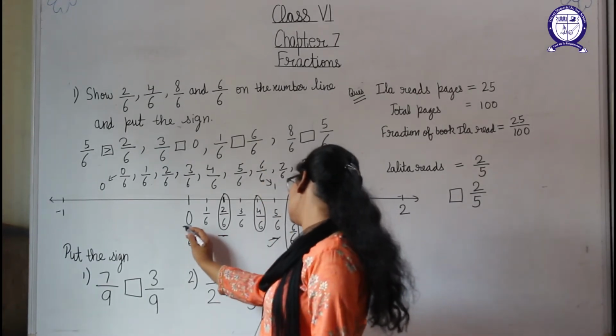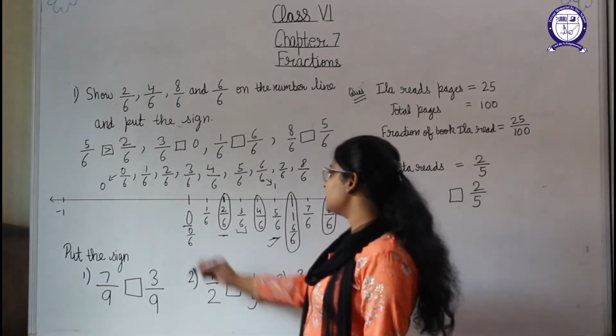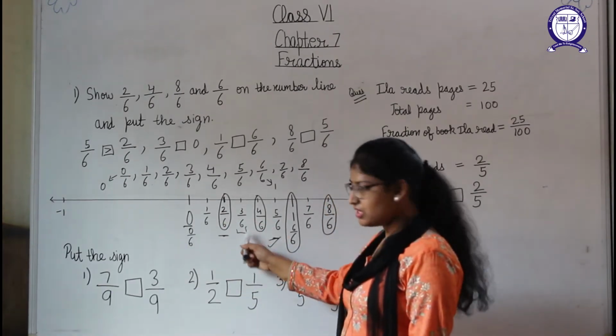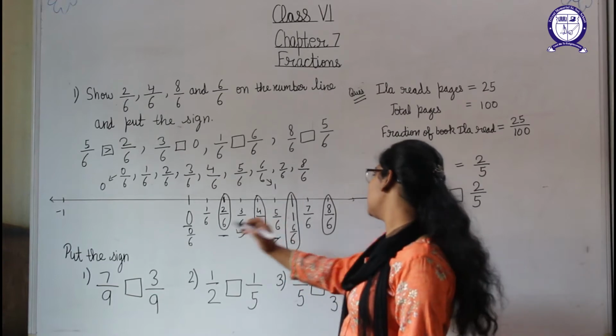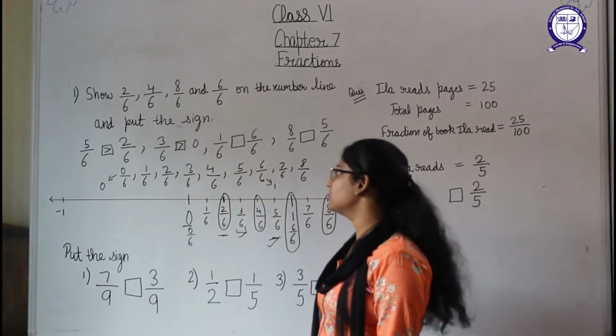Again, here we have to compare between 3 by 6 and 0. Here 0 is this and 3 by 6 is here. So which is on the right side, 0 or 3 by 6? 3 by 6 is on the right side, it means this is the greater one. So we will put the sign like this, as 3 by 6 is greater.